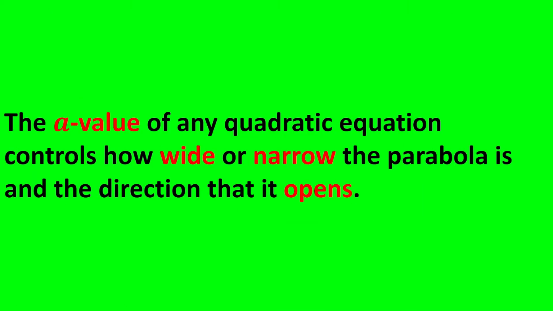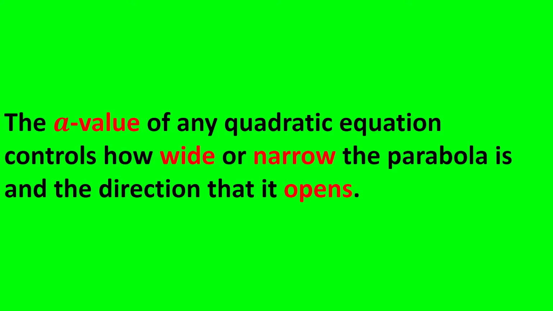The a value of any quadratic equation, no matter what form it is in, controls how wide or narrow the parabola is and the direction that it opens. First of all, when you're trying to determine if your parabola will be wider or narrower than the parent function, you can ignore the sign of the a value. If your a value is a proper fraction, your parabola will be wider than the parent function. If, when you're ignoring the sign, your a value is greater than 1, your parabola will be narrower than the parent function.